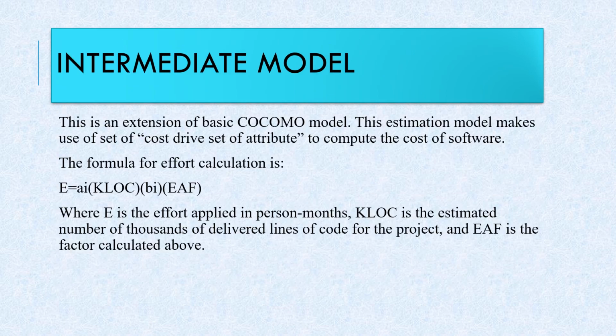Now the intermediate model. This is an extension of the basic COCOMO model. This estimation model makes use of a set of cost driver attributes to compute the cost of software. The formula for effort calculation is E is equal to Ai times KLOC to the power Bi, times EAF, where E is the effort applied, KLOC is the kilo lines of code, and EAF is the factor calculated above.